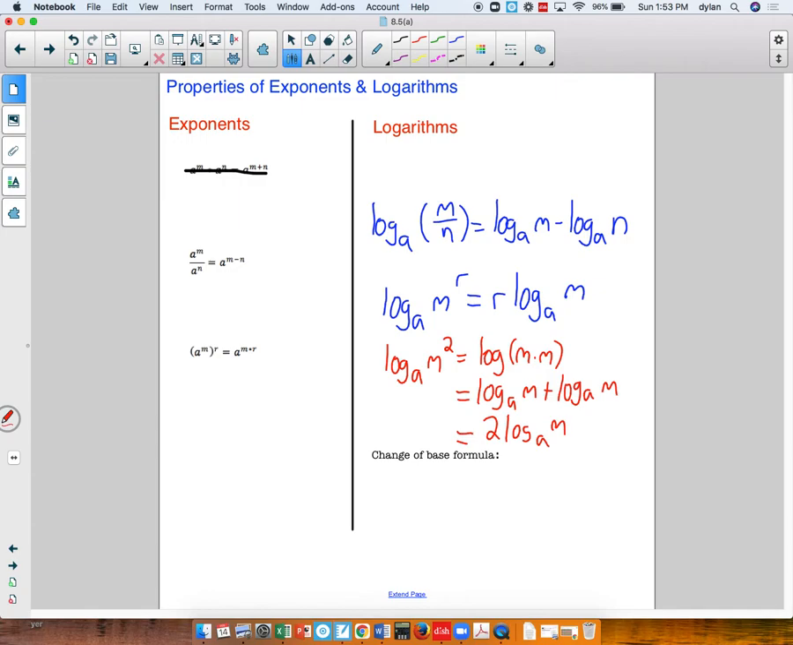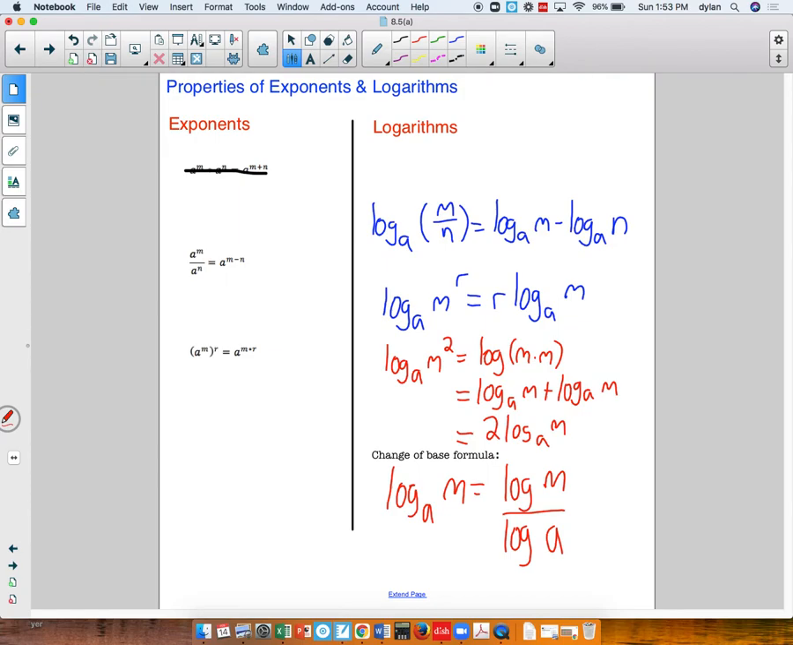Now, the last property doesn't really have an exponent equivalent, but it's called the change of base formula. And the change of base formula is particularly valuable for evaluating logs on calculators if you just want to use the log button, because the log button isn't specific to a base, it's just base 10. So for example, if I had log base a of m, I could rewrite that as log base 10 of m over log base 10 of a. And that's really helpful when you want to evaluate logs in base 10 and they're not in base 10 already.